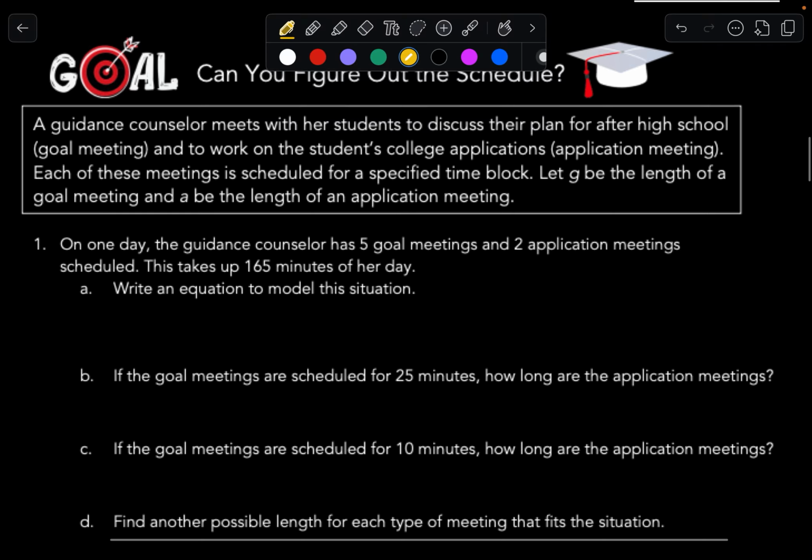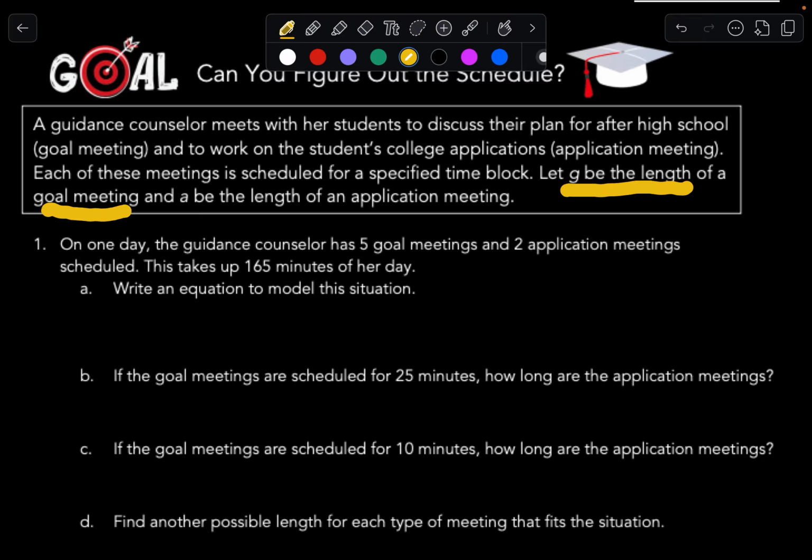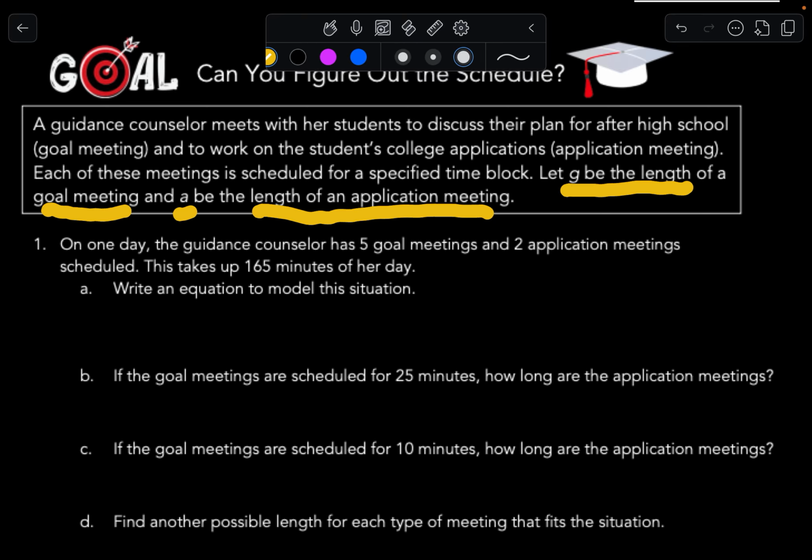a guidance counselor meets with her students to discuss their plan for after high school, which is called the goal meeting, and to work on the students' college application meeting. Each of these meetings is scheduled for a specified time block. Let G be the length of a goal meeting, so we're talking about the time of a goal meeting, and A be the length of an application meeting. I'm going to have to make this smaller, or it's going to be kind of painful to write.